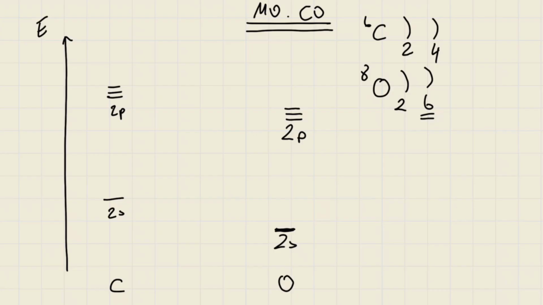So I want to put the electrons here. 1, 2, 3, 4, 5, 6. So actually I put it in a wrong way, since these orbitals are degenerate, right? And we have 4 electrons in the 2p. And we have 4 electrons in the 2s orbital. And then we can start to create our molecular orbitals for the CO molecule.